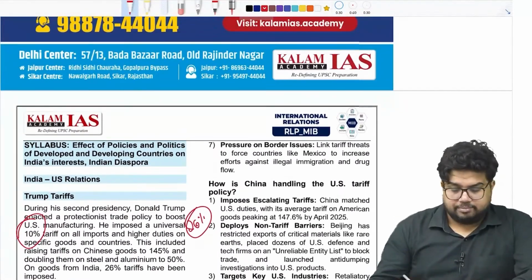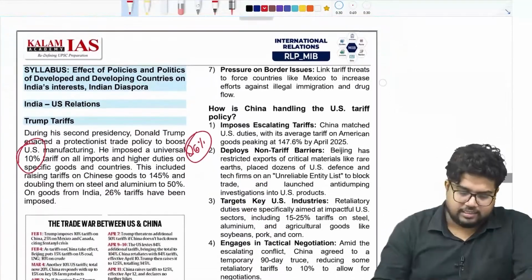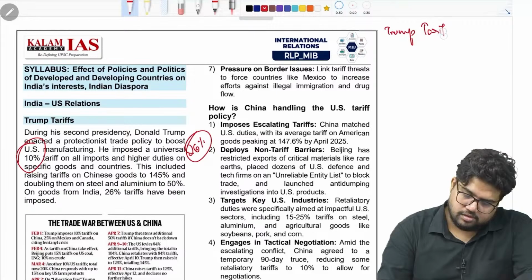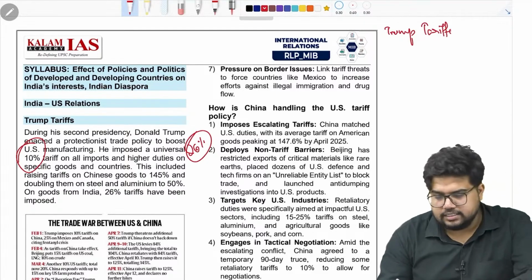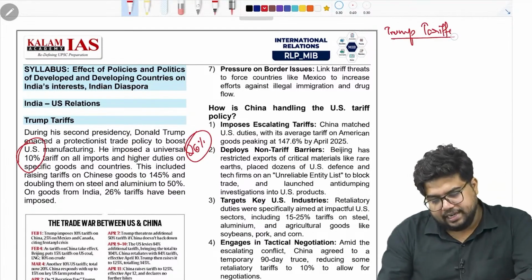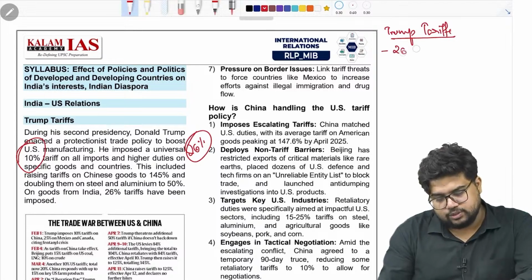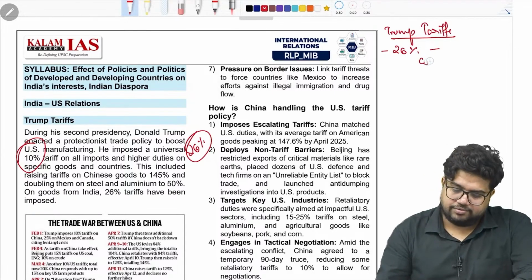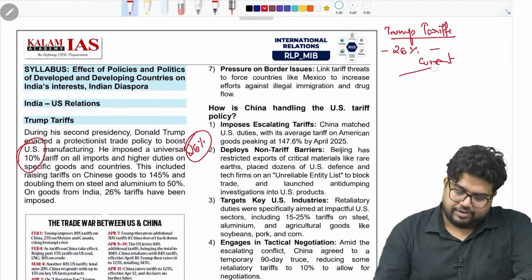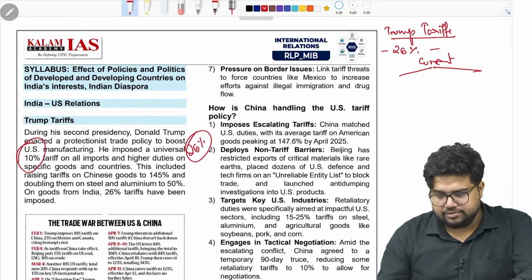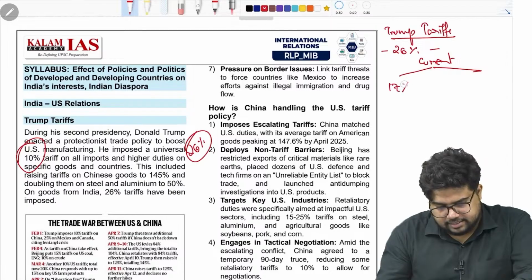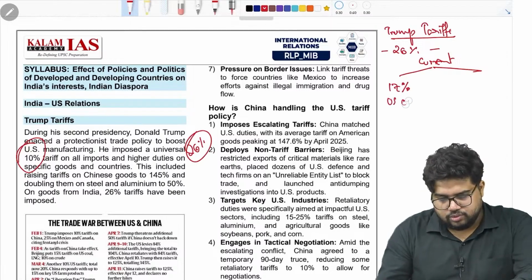Now there are certain numbers you should be aware of regarding Trump tariffs. What exactly are these numbers? On India, what is the tariff rate? That is 26%. And what is the current rate of tariff on weighted average? On US exports to India, that is a tariff rate of 17%. This is on US exports to India.